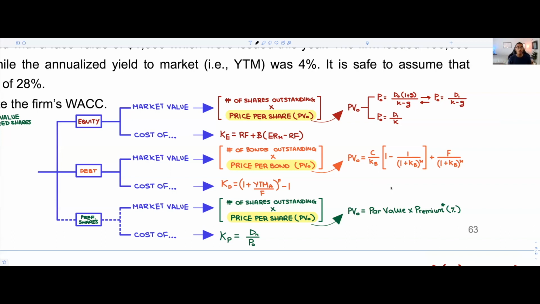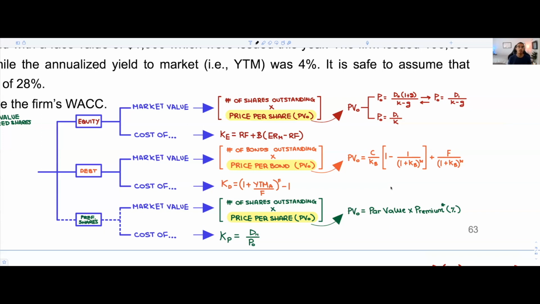So let's begin with our equity section, our first category. As mentioned previously, within our equity section, we're going to look at 2 subcategories. The first one, the market value of equity, and the second one, the cost of equity. Let us begin with the market value of equity.